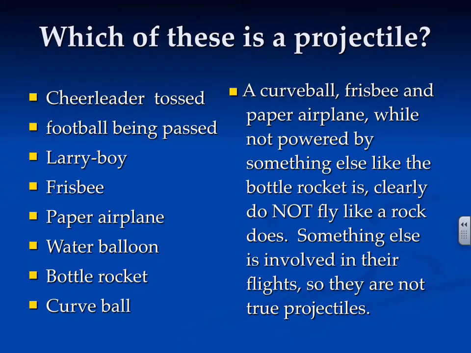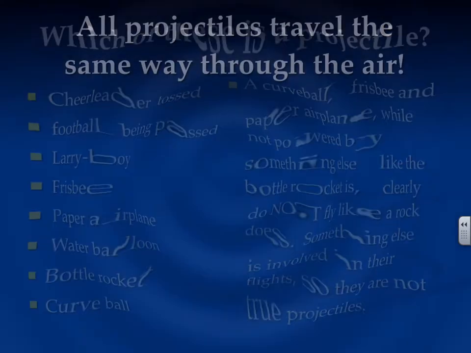Okay, so curveball, frisbee, and paper airplane are not self-powered, but clearly something else is going on in their flights because they don't travel like a rock. So they're not a true projectile. You do not have to understand what the physics is behind why it's not doing projectile stuff. You just have to be able to recognize, hey, it's not. Later we can learn why, but that's later.